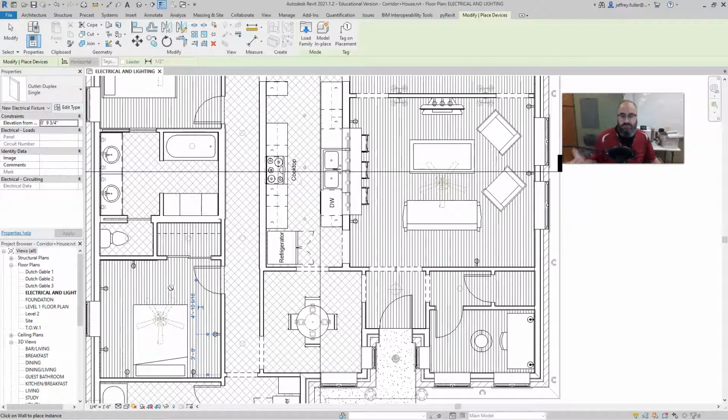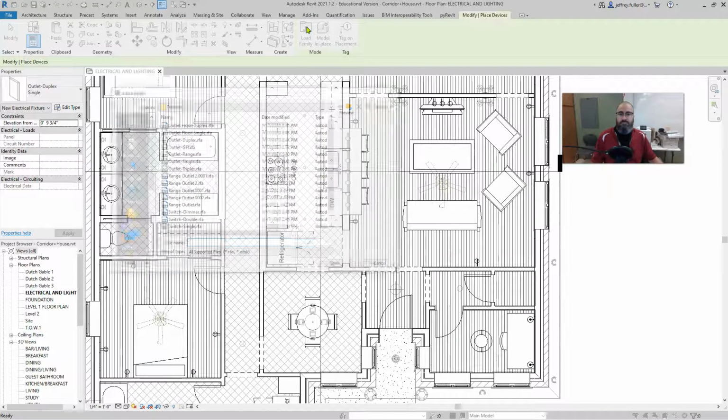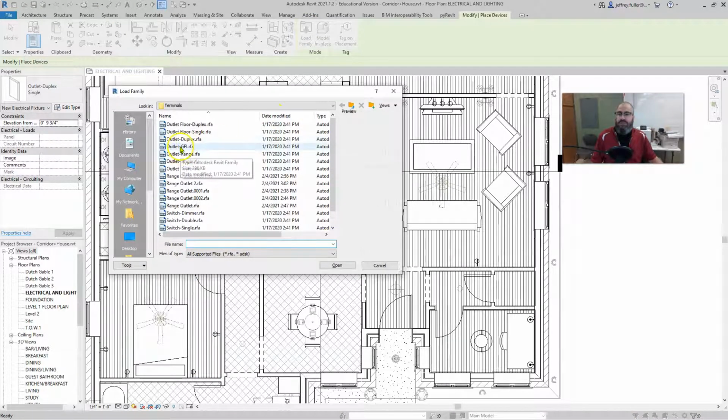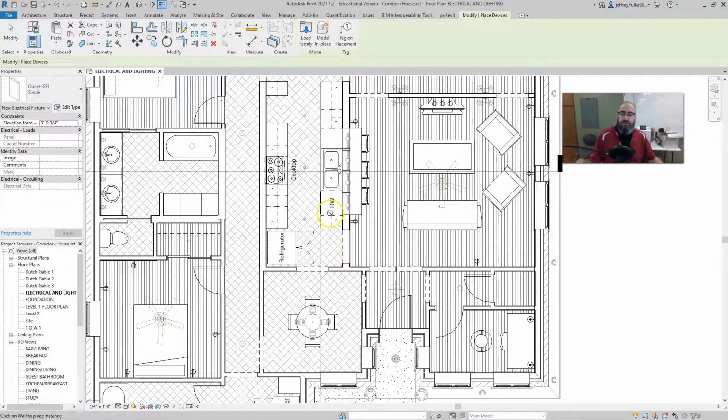Now, there's a difference when it comes to kitchens and bathrooms. Okay, so I'm going to go up to Load Family again, and I'm going to go to the GFI receptacle. Click on that one. And the GFI receptacle in Revit automatically places it at a proper height. It places it right above counter height. Your counters are 36 inches tall, and this places it just above that. So in a kitchen, the rules are a little bit different.